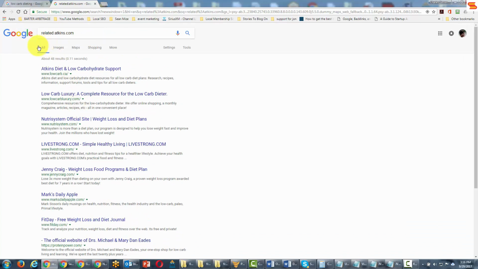So if you're looking to do research to find out what sites are like Atkins.com when it comes to the information that they have on their site, you can use the related colon, just making sure that there is no space between the colon and the site that you are going to be looking for. You don't have to put the HTTP in there.